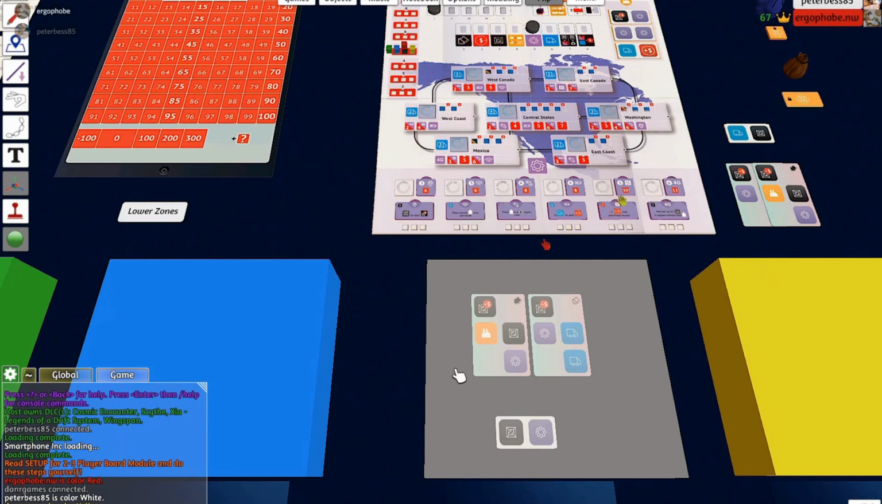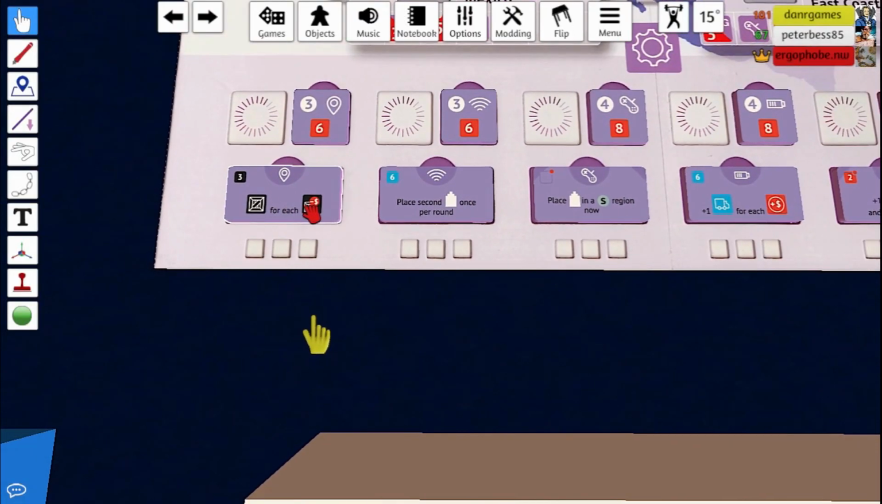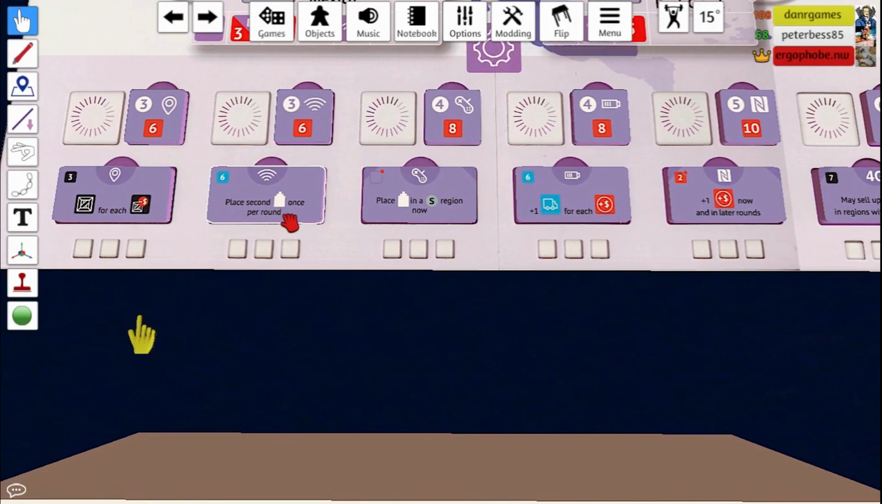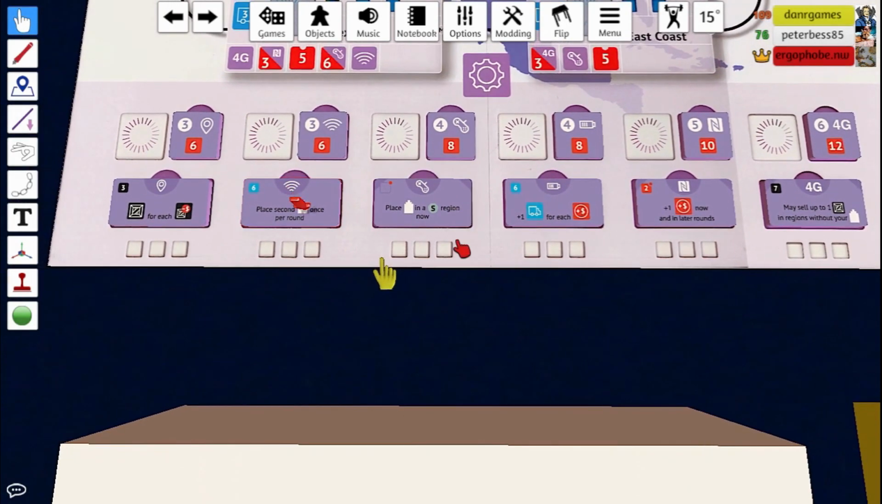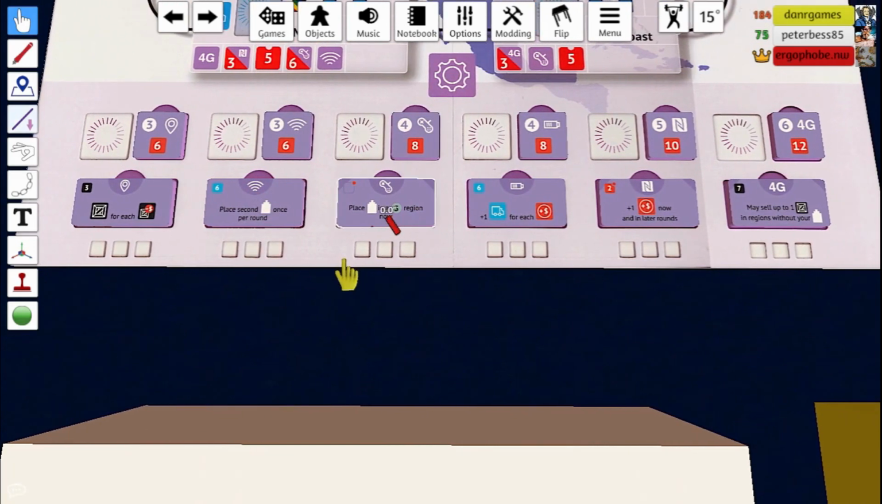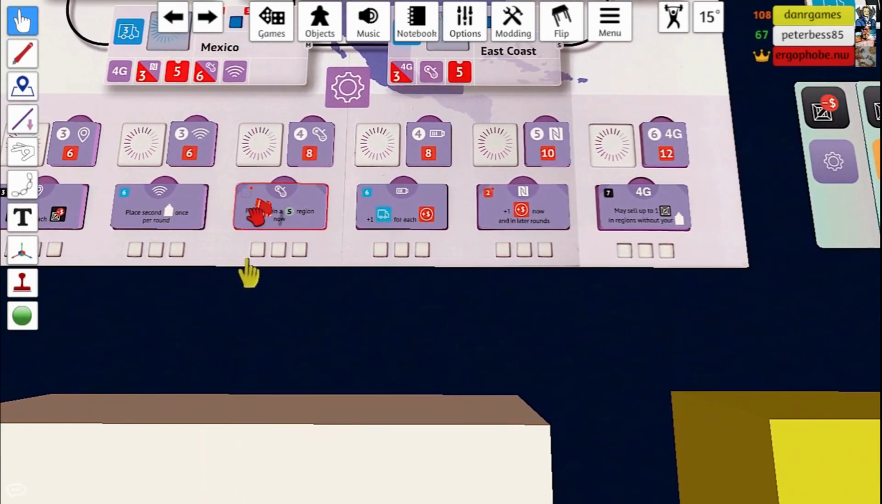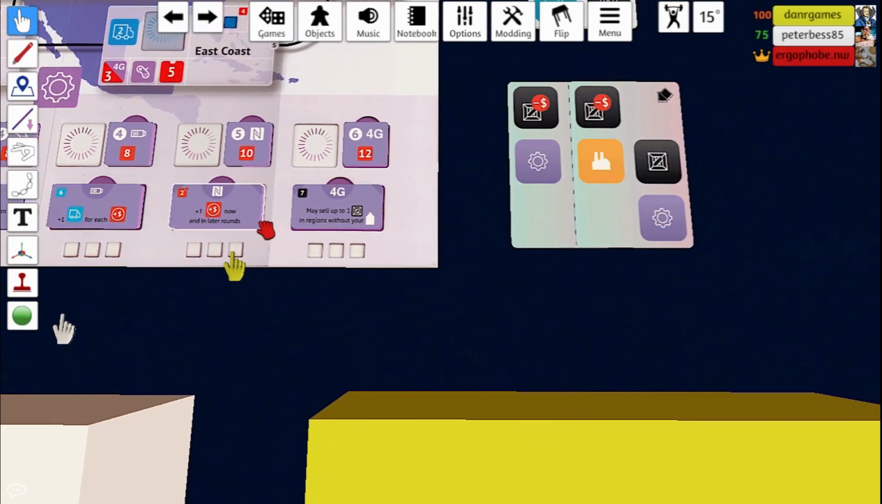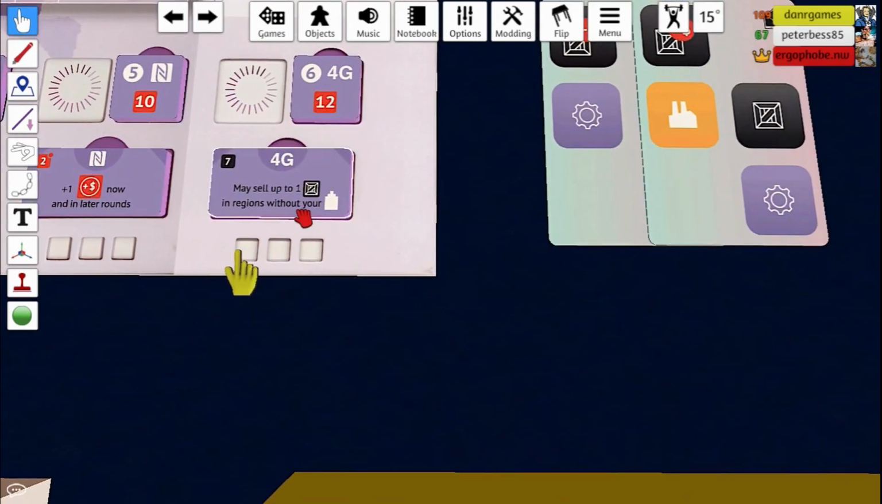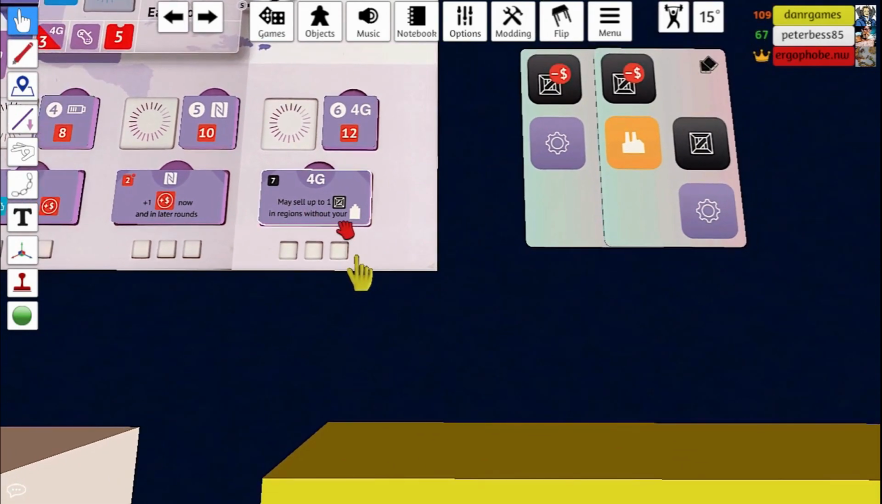But the different technologies are: one that gives you extra goods every time you reduce the price of your phones. One that allows you to put a second office in a location; normally you can only have one. One that allows you to place a free office. This is a one-time. One that gives you extra deliveries, which we haven't talked about yet. One that increases your price for all rounds. And then one that allows you to sell goods in a region that you aren't in.